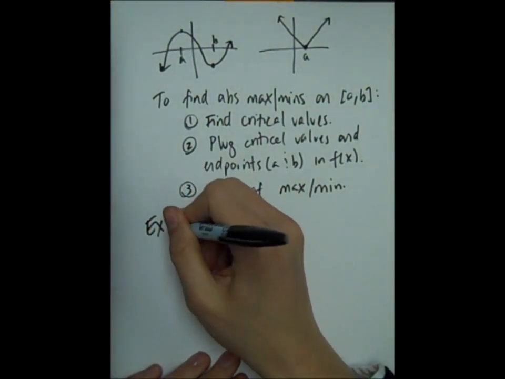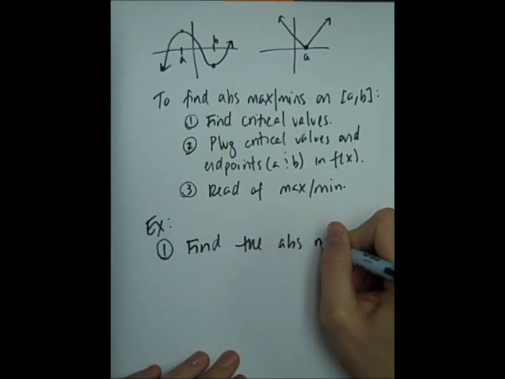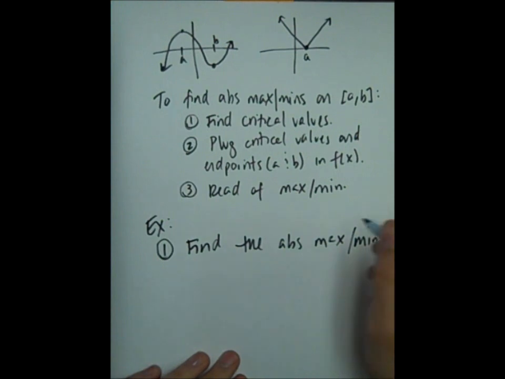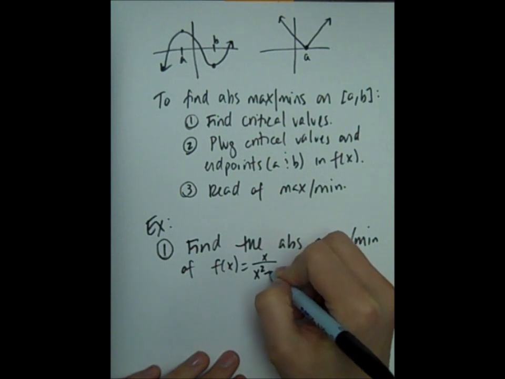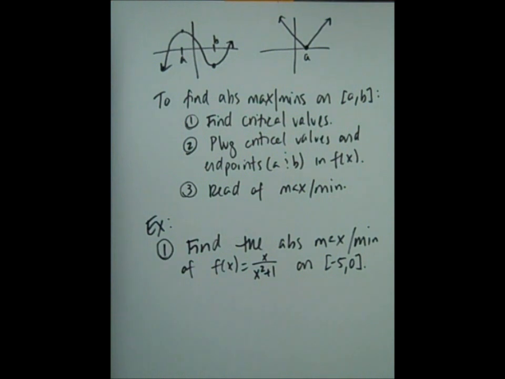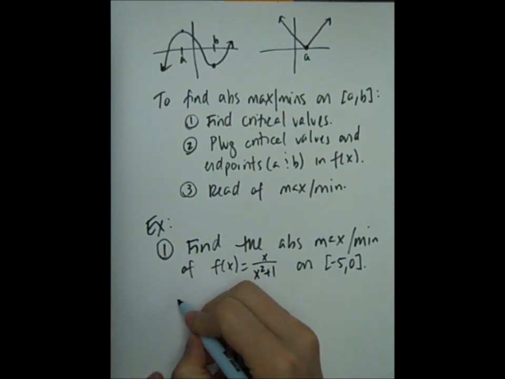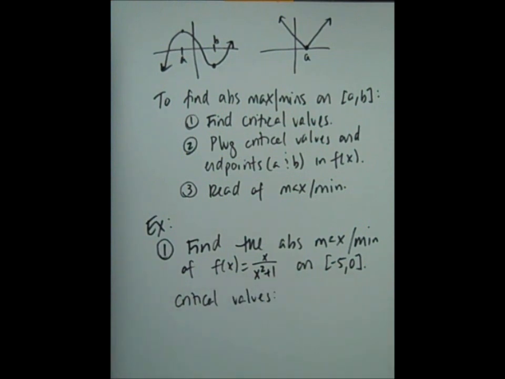So let's do some examples here. Let's find the absolute max and min of the function f of x. F of x here is x over x squared plus 1 on the interval -5 to 0. Alright, so we're trying to find absolute maxes and mins, so the first thing we need are our critical values. Critical values are where the derivative is either 0 or undefined, so to find them, we've got to take the derivative.